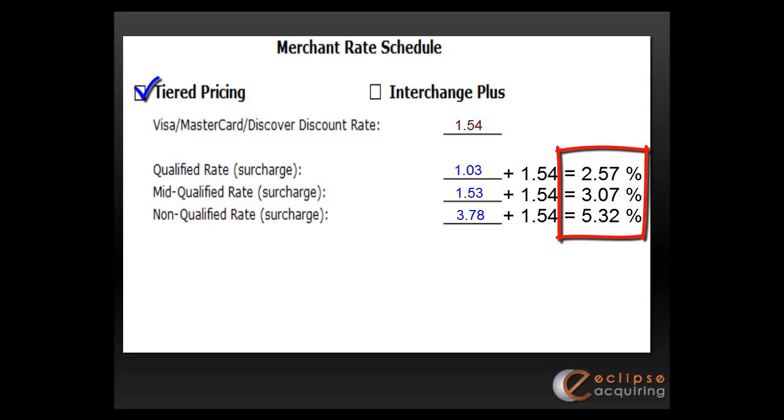So always remember, when a salesperson is quoting you rates, always ask them if this is on top of the regular Visa and MasterCard rate. This should give you a basic understanding of how tiered pricing works. Now, in comparison, let's look at how Interchange Plus is calculated.